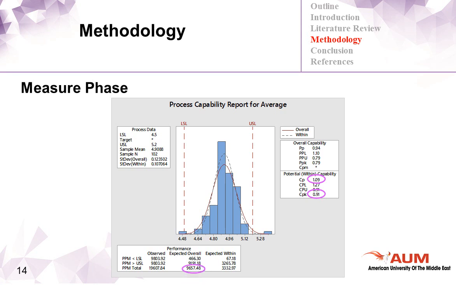We can also see that the defective parts per million is around 9,657, and this is really high. And from the sigma conversion chart, we understand that the sigma level they are currently operating at is 3.7 sigma level, which can be improved.